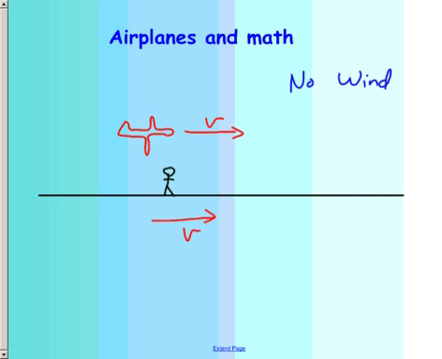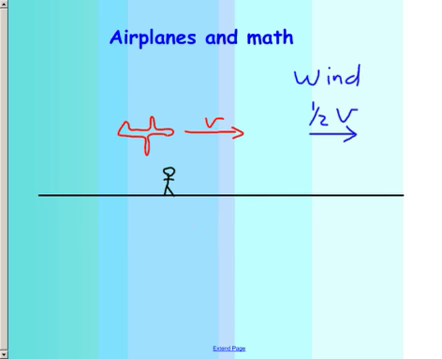Okay? Now, next problem. The plane still flies through the air at a velocity of v, but now the air is moving at a half v in the same direction as the plane is going. Well, the plane doesn't care if the wind's blowing. It still has to go through the air at the same speed to fly. So that v, the red one, is really the velocity of the plane relative to the air. And the air relative to the ground is moving at a half v.